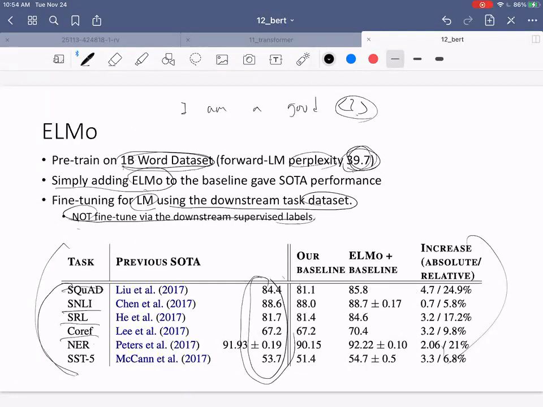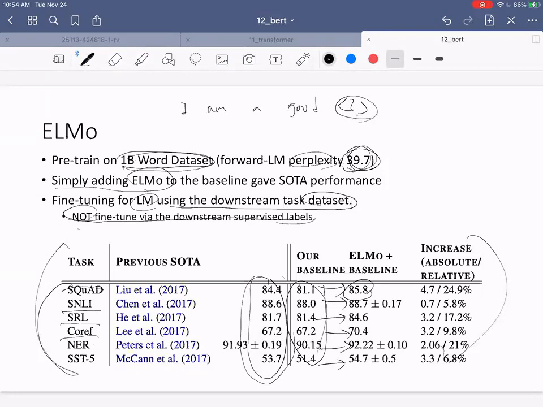And what they do is they re-implement some of the well-known SOTA models. So this is the re-implemented SOTA model performance. And they simply add ELMo below the model as a word embedding layer. And you can see the increase, like here, here, here, here, here, here. They all have increased performance.